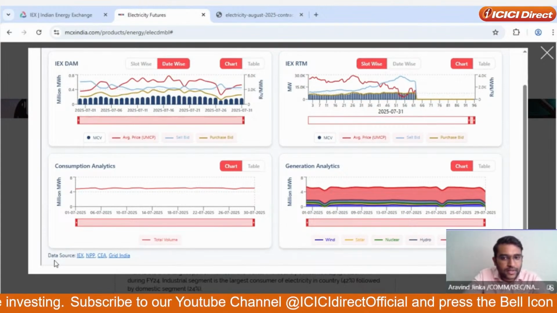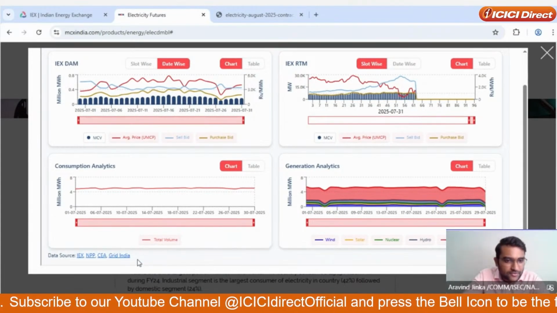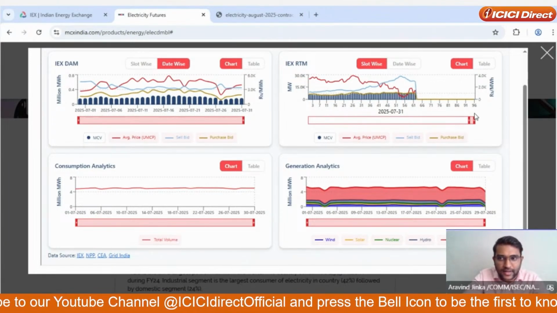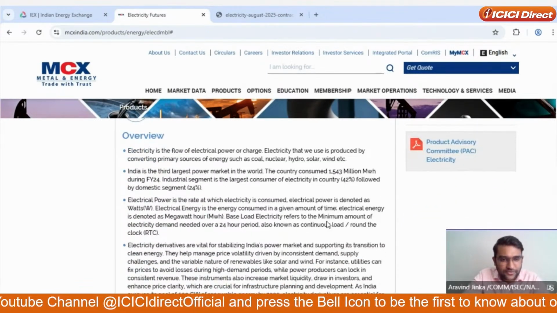So you have also been given the data sources where all these prices have been taken from. You'll be taken to the IEX site, NPPC, or the Grid India sites as well. There is also an overview of this electricity futures below.